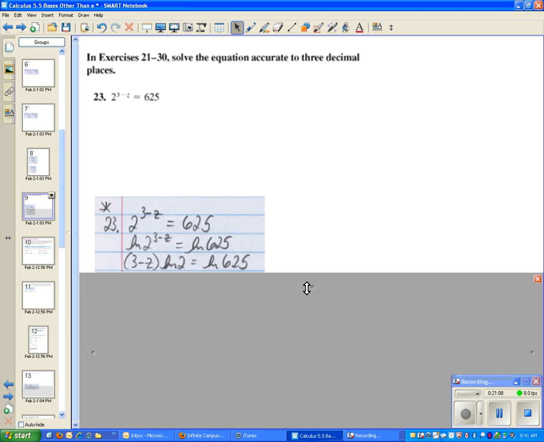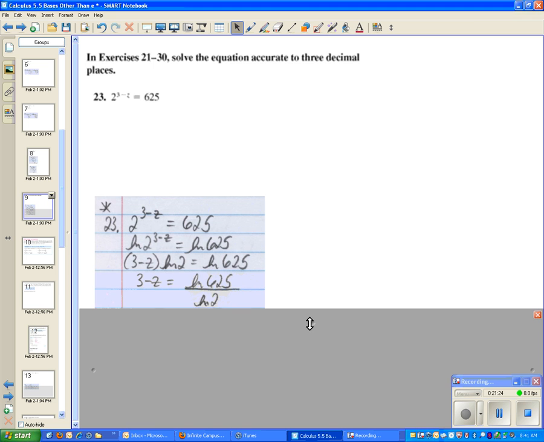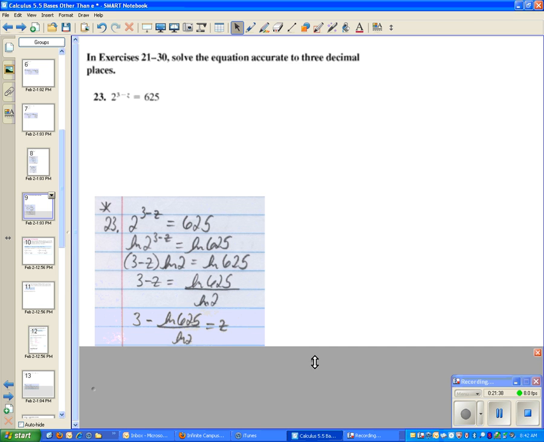Keep the objective in mind. I'm trying to solve it for z. So I'd like to get z all by itself. What's the next thing I can do that helps get z all by itself? Divide both sides by the natural log of 2. All right, and then to get z all by itself, if I add z to both sides and subtract the natural log of 625 divided by the natural log of 2 from both sides, I get z all by itself.